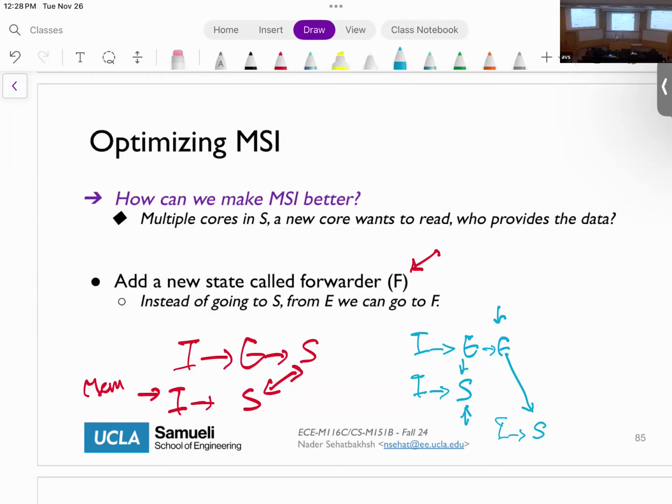What will happen if someone wants to write? Whoever wants to write will invalidate the rest. So for example, if this one wants to write, this will go to M, this will go to I, and this will also go to I. Okay? And then the process continues. So if someone wants to read, then again, if there is O, this one goes to O, and this one goes to S, and this one goes to S, and so on and so forth. Okay?